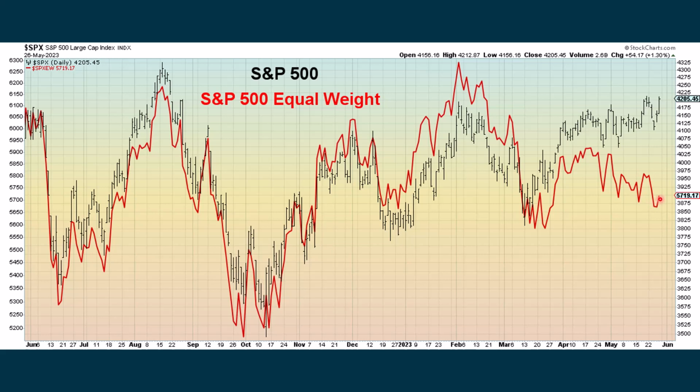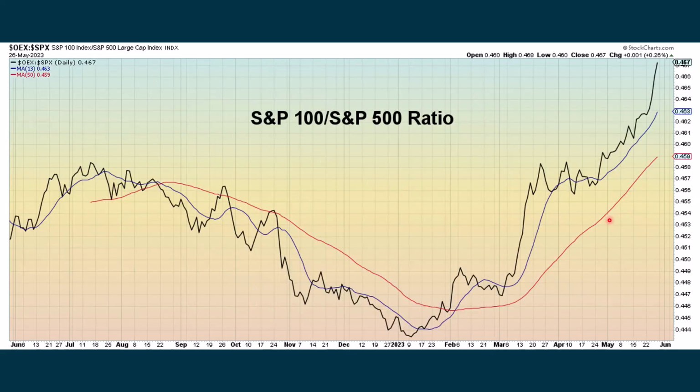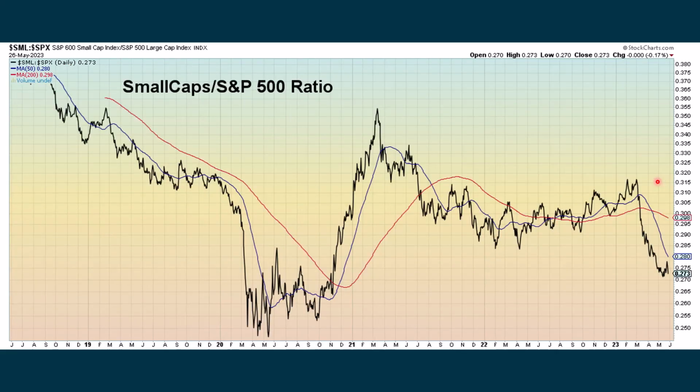They are improving a little, but they're underperforming the S&P 500. There are times when the equal weight index does outperform, and that's when we tend to see a good solid up move. That's why a lot of folks are a little gun shy right now, even with Friday's advance. The S&P 100 is really outperforming the S&P 500. The small caps are underperforming the S&P 500. In a good solid environment, we want to see the small caps doing well.